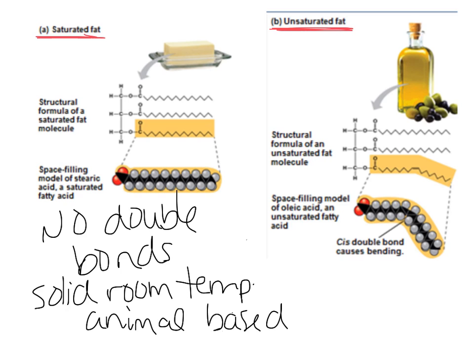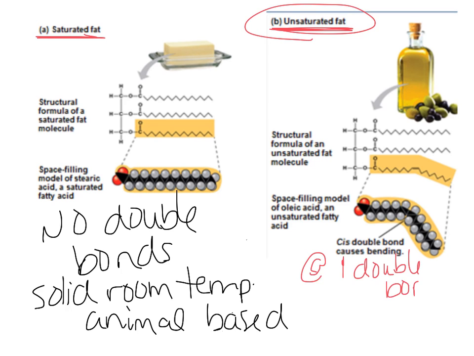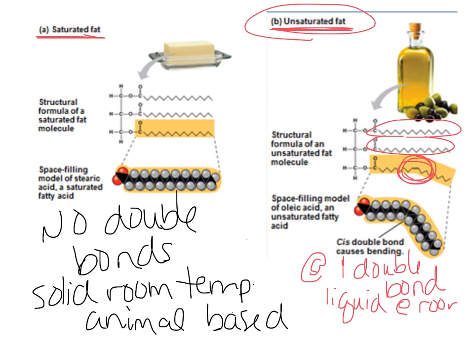Unsaturated fats are going to have at least one double bond. What that does is that double bond makes the fatty acid tails bend. You can see it right there, it bends. Because it bends, the molecules can't get close enough together to be solid at room temperature. So these are liquid at room temperature, and these are usually plant-based. Olive oil would be a good example of an unsaturated fat.